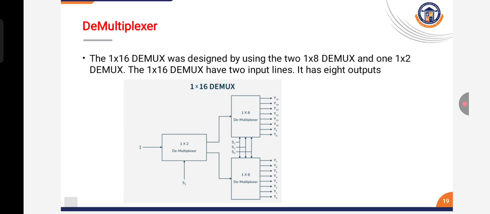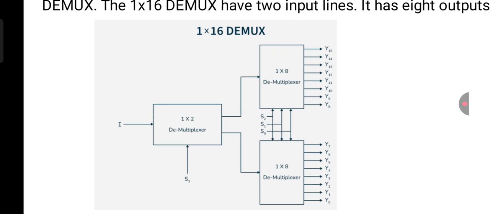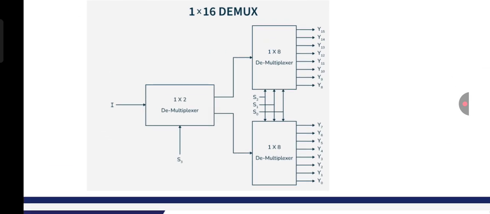So, this is one example of a 1x16 demultiplexer, designed using two 1x8 demultiplexers and one 1x2 demultiplexer. Based on the 1x2 demultiplexer, when the output is 0, the first 1x8 demultiplexer is selected. When the output is 1, the second 1x8 demultiplexer is selected.